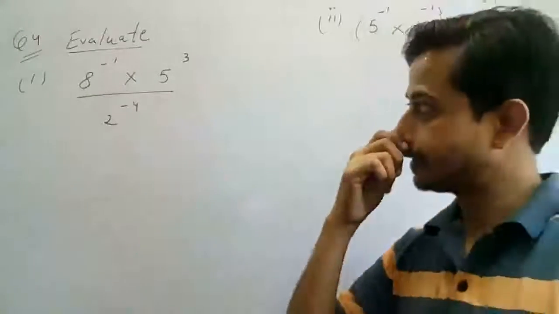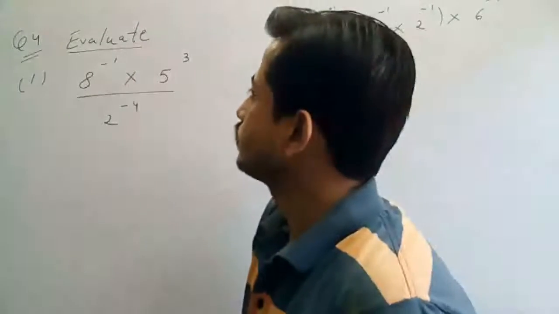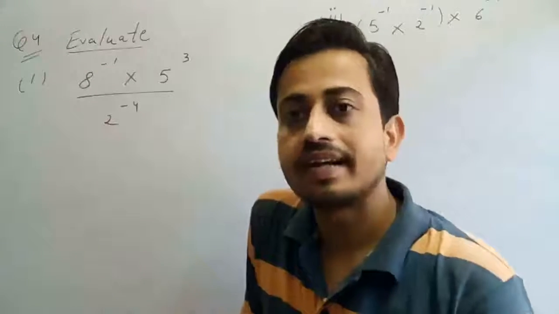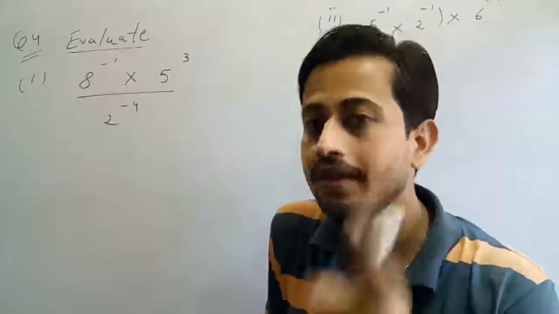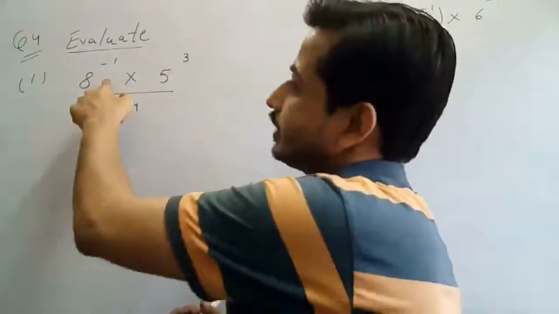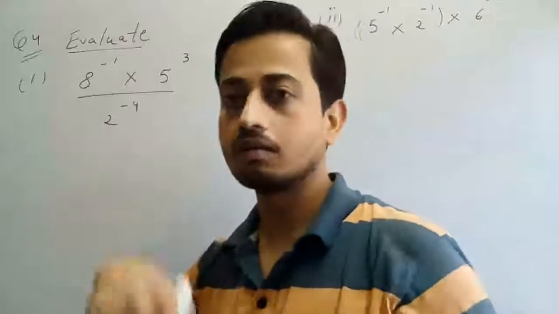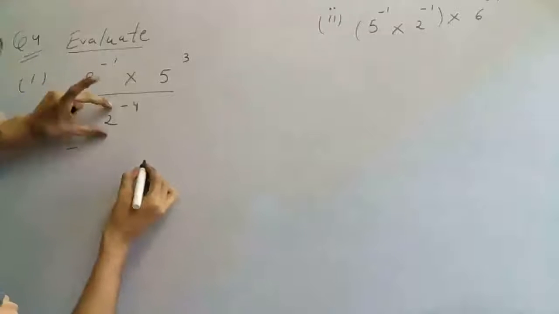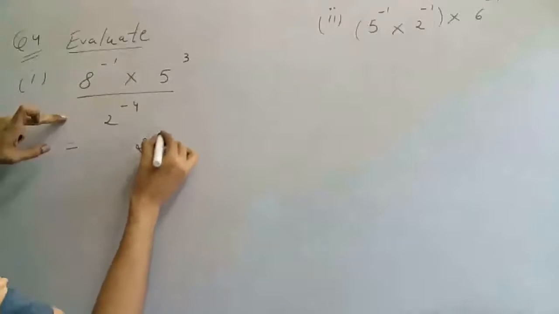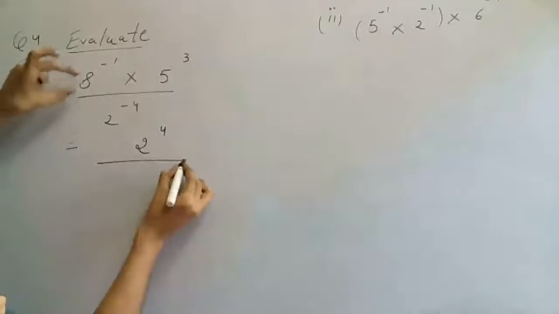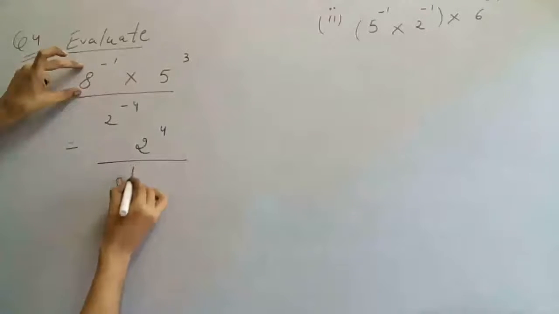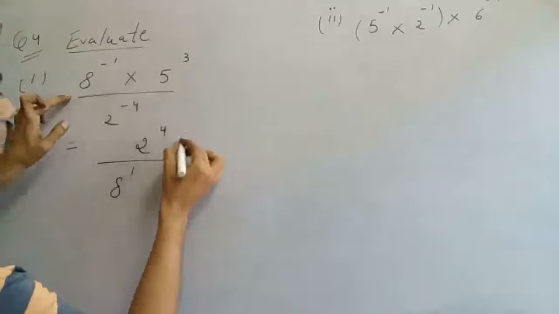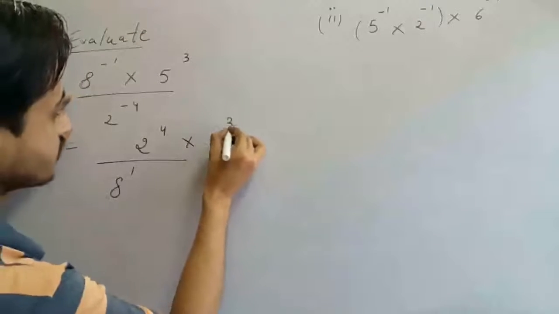Now look at the question. 8 raised to the power negative 1, 5 raised to the power 3 divided by 2 raised to the power negative 4. It means the exponents have a negative power, so make it positive. The one in the numerator, make it into the denominator form. So 2 raised to the power negative 4 goes to the numerator and becomes positive. Same here, it goes to the denominator and becomes positive. This one remains the same because its power has a positive sign.